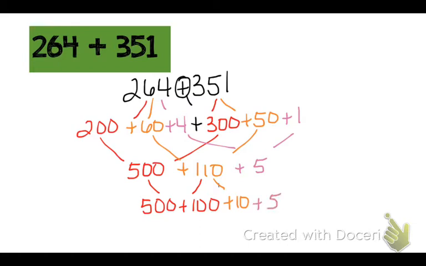And now I'm going to add everything together. So 500 plus 100 plus 10 plus 5 is going to give me 615. And that's it. So again, this is another strategy.